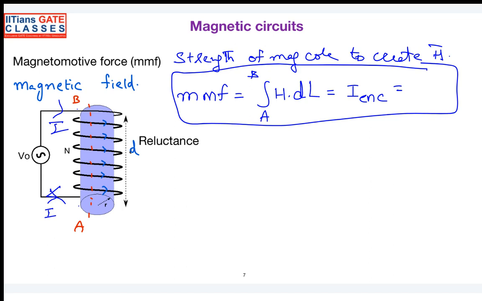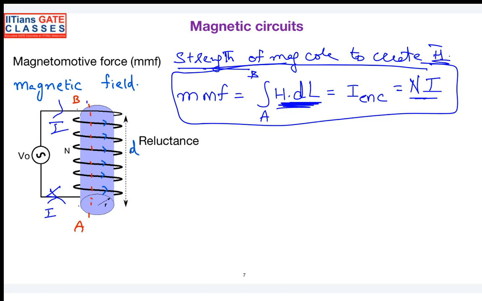So when you are going from A to B, what will be the total enclosed current? Sir, is it Ni? Correct, yeah, N into I. So the magnetomotive force is nothing but Ni only. So that's what you can see in the definition. If N and I are high, your magnetic field will be high using this equation.